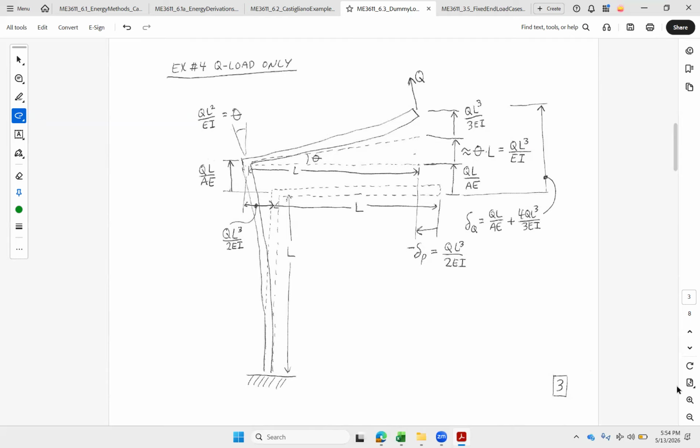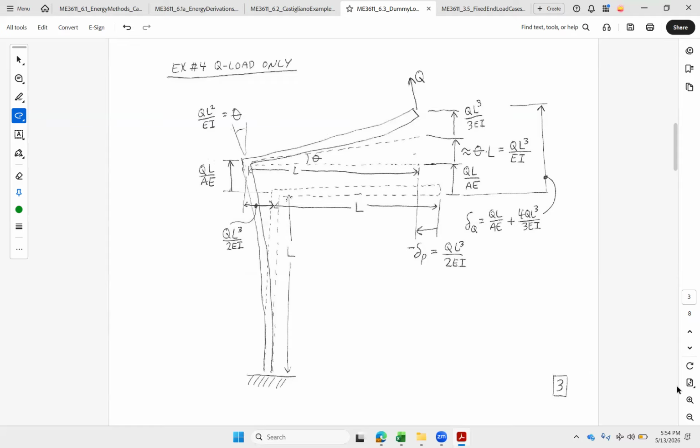If I go to 3.5 slide set, QL cubed over 2EI is my displacement. And the way it's torquing counterclockwise, my beam's going to move to the left. So it moved up by the axial stretch. It moved left by this QL moment. That moment is Q times L. So it's basically ML squared over 2EI, right? Where the moment is Q times L. So moment takes away one of those, moment times L squared over 2EI.